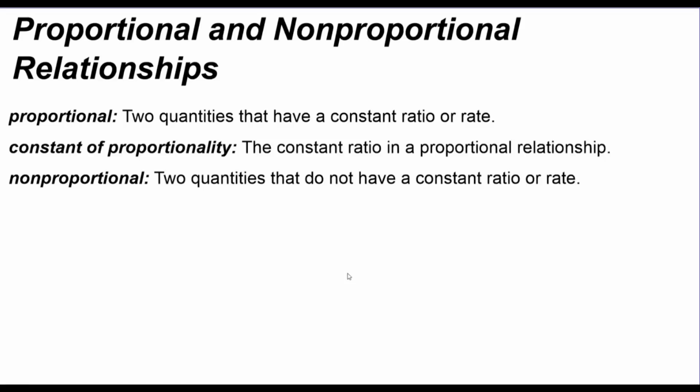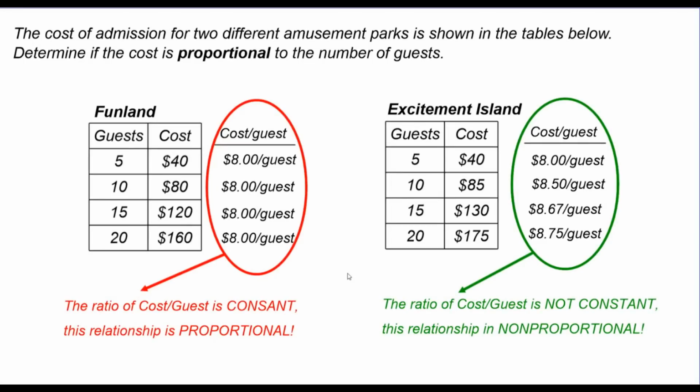Okay, that's a lot of large words to be thrown at you, but we'll try to simplify that as we go. So let's take a look at an example of a couple of relationships here where one of them is proportional and one of them is not proportional, and you'll get a better idea of what we're talking about. Here, the cost of admission for two different amusement parks is shown in the tables, and determine if the cost is proportional to the number of guests. So we're comparing cost to the number of guests for each one of these amusement parks.